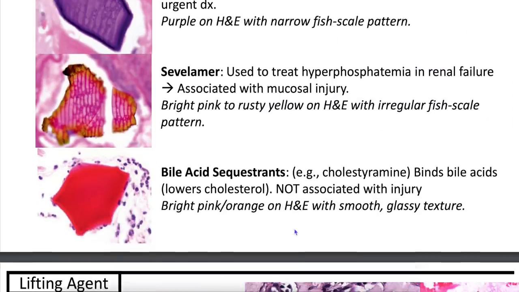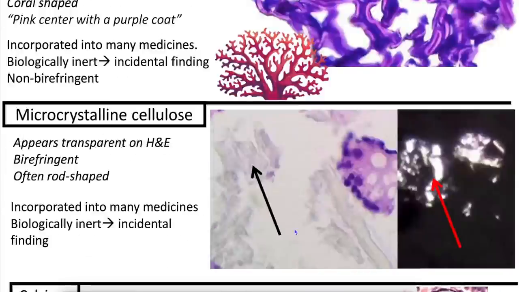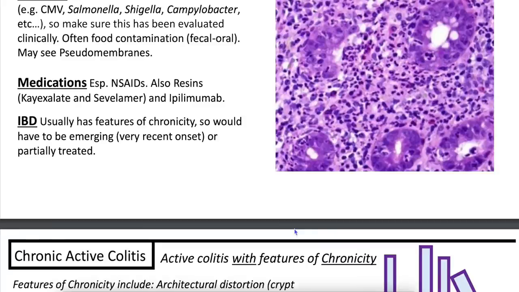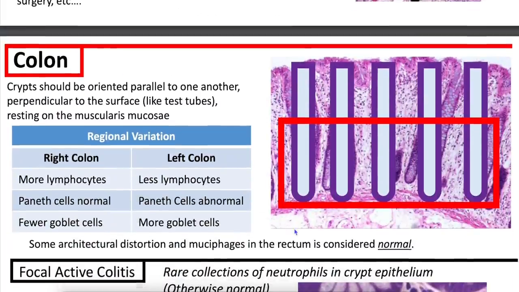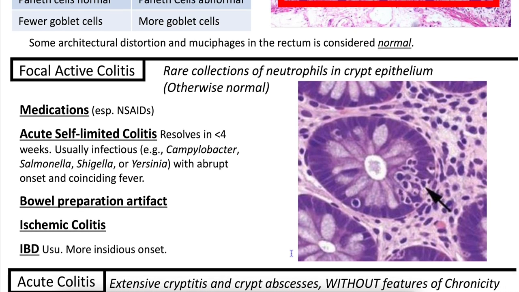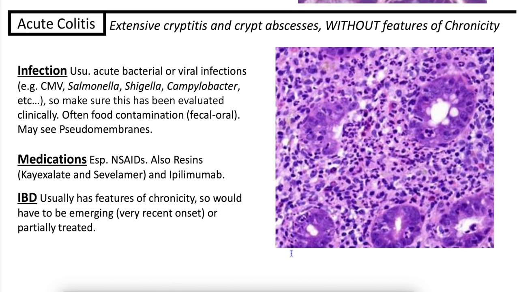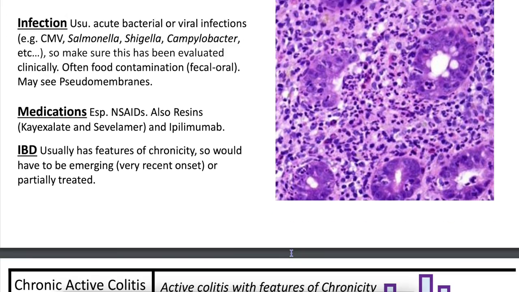Okay, before we begin with pigments and inorganic materials, let's talk about a rehash on colon. Right colon, more lymphocytes, Paneth cells normal, fewer goblet cells. Left colon, Paneth cells abnormal, fewer lymphocytes, more goblet cells. Focal active colitis, meds, acute self-limited colitis, bowel prep artifact, ischemic colitis, and IBD. Acute colitis without features of chronicity, infection, medications, IBD.